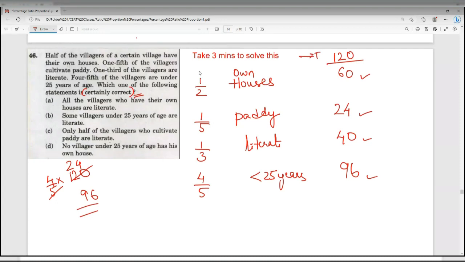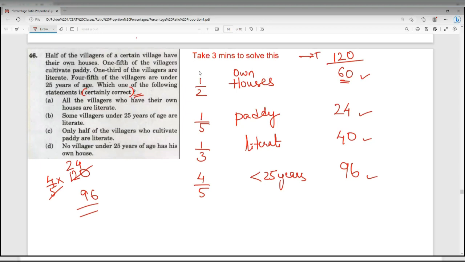Now let's read one by one statement and see whether it is absolutely correct or not. All the villagers who have their own houses are literate. The literate population is 40 and own houses are 60. And they're saying all the villagers who have their own houses are literate. This is wrong, because the number of people who own a house is 60 and the number of people who are literate is 40. So there are still 20 people who own a house but are not literate.